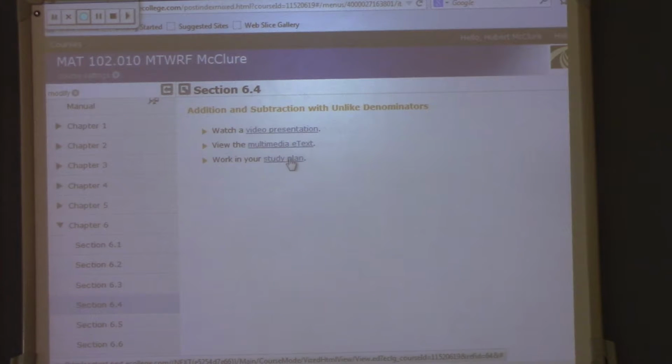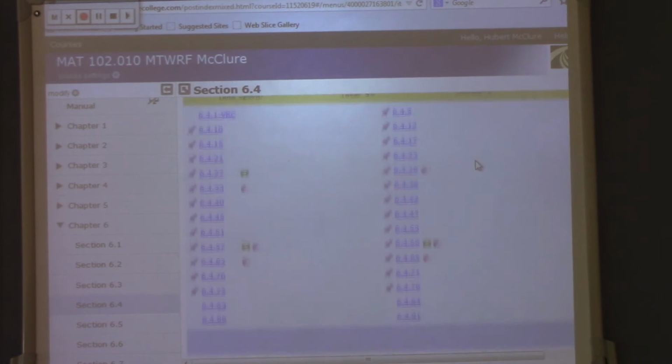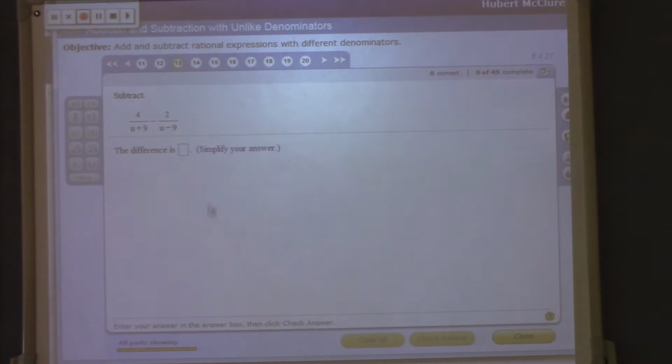Yep, that's it. Adding and subtraction with unlike denominators. So we've done 6.3 and 6.4. So now let's pull up one here. Now we can discourage you. Look how many we got. Oh, well, that's not the homework. That's study plan. This is extra. Study plan is extra. It doesn't count. Doesn't hurt you. It only helps you. Let's find a test question.